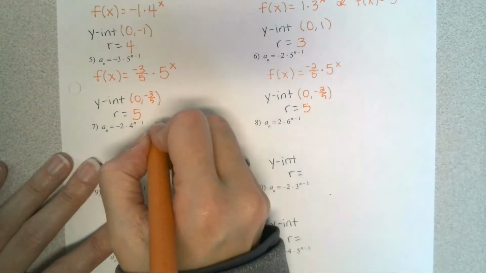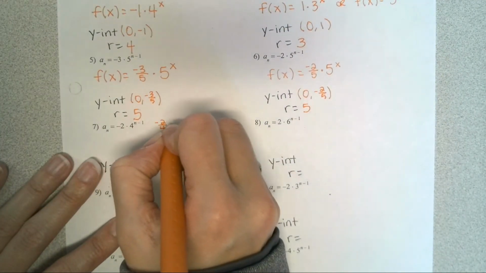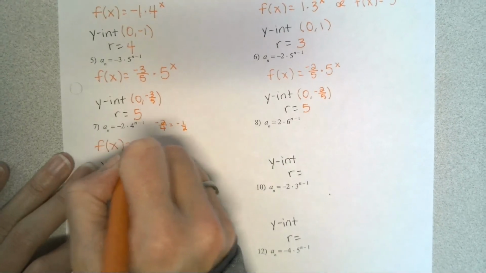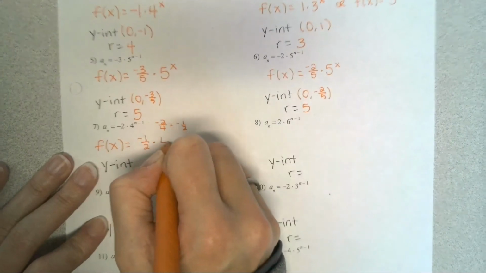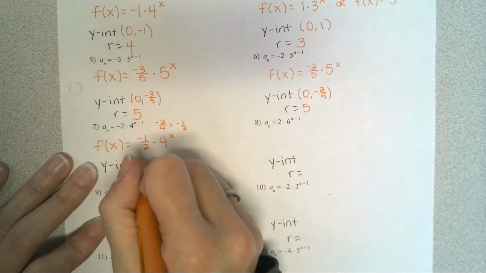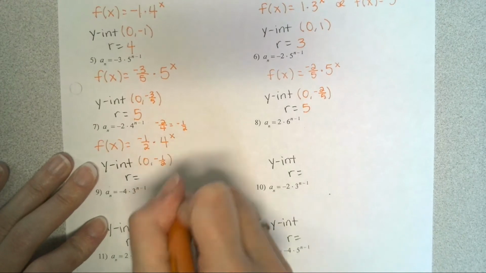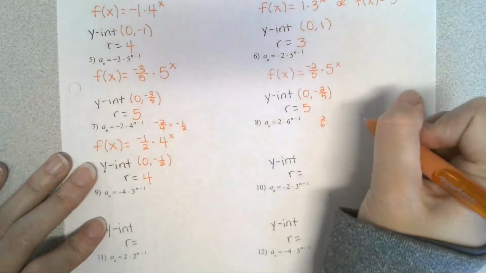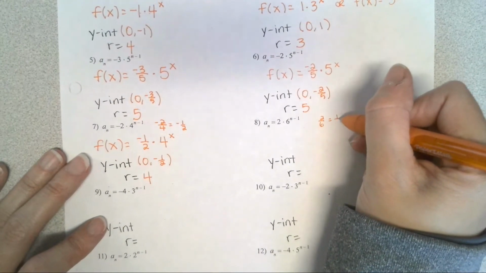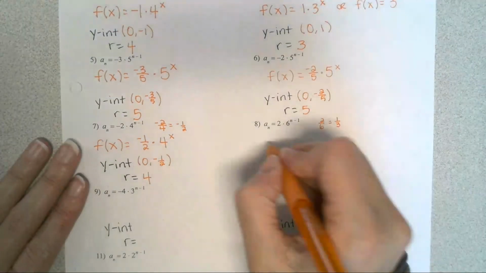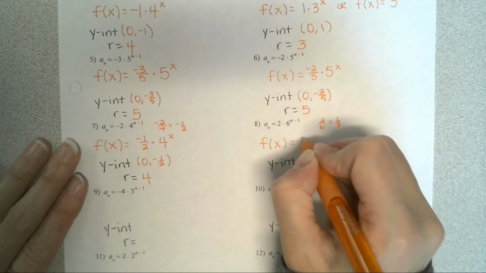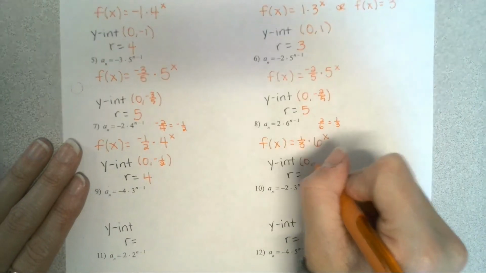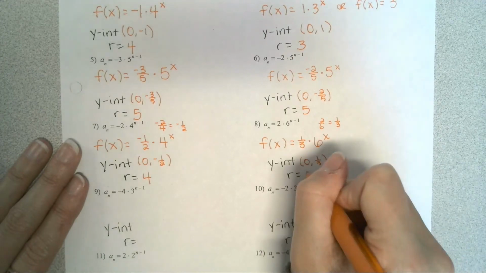For number 7, my y-intercept, negative 2 over 4, is equivalent to negative 1/2. So f of x equals negative 1/2 times 4 to the x. Y-intercept 0, negative 1/2. Common ratio is 4. Number 8, my y-intercept is 2 over 6, which is equivalent to 1 over 3. So f of x equals 1/3 times 6 to the x. Y-intercept is 0, 1/3, and common ratio is 6.